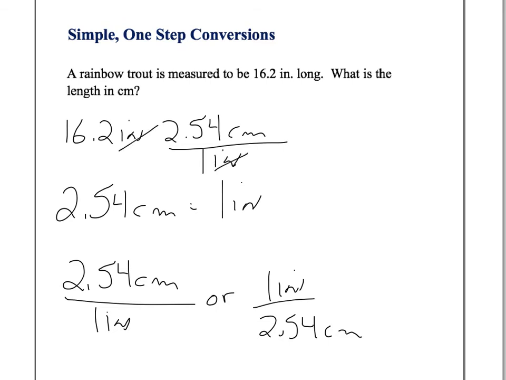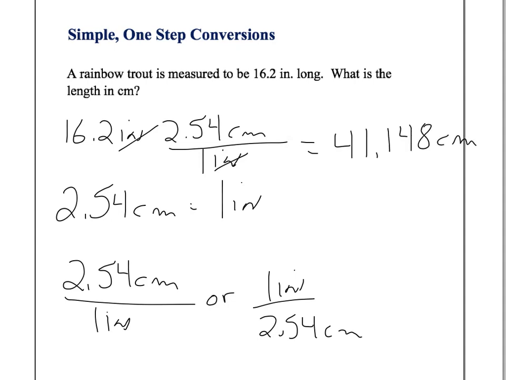So if you think about it up here, we are wanting to change from inches to centimeters. So the way that we do that is we put the 2.54 centimeters on top, then on the bottom, so that we can cancel it, we put the inches. We're going to cancel inches exactly the same way that you would cancel x's or y's in your math class. When I multiply that on the calculator, I get 41.148, and that would be centimeters.